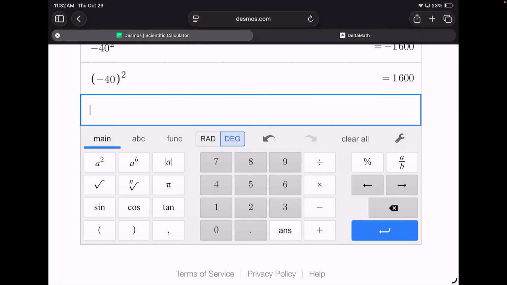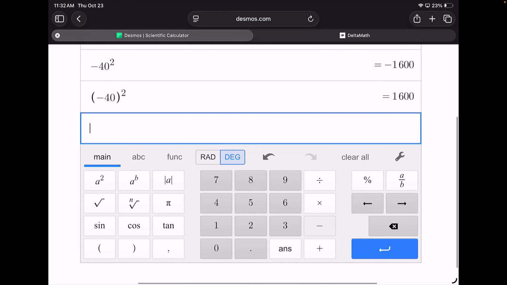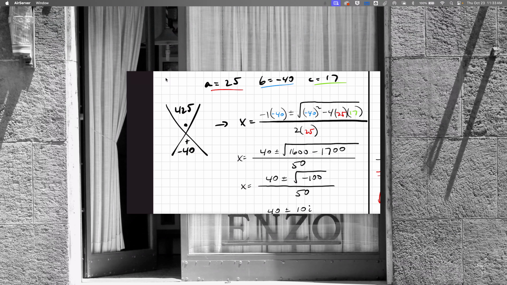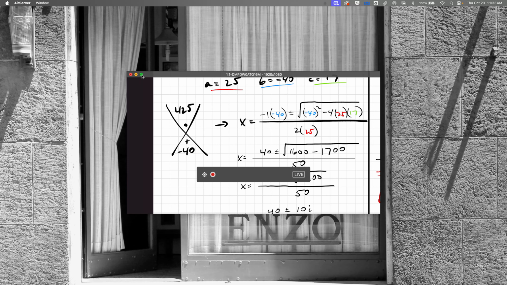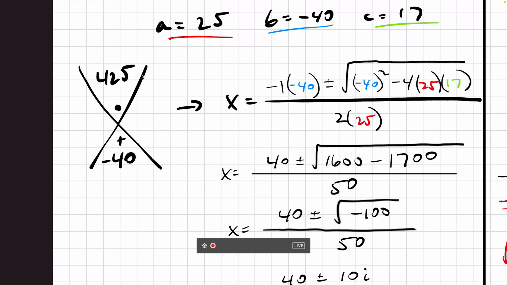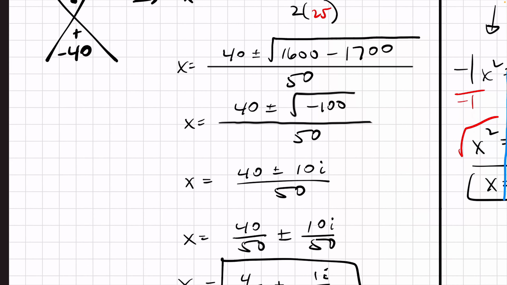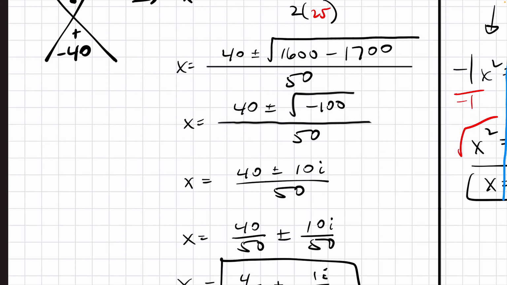Okay? So if you're not sure about that, just put negative 40 times negative 40. Do that and it'll always give you the right answer. Because if you don't put parentheses, it'll give you a wrong answer. Calculator doesn't have a brain. Okay? So it doesn't know what you mean. All right. So we go there, and then 1,600 minus 1,700 is negative 100. That's 10i.